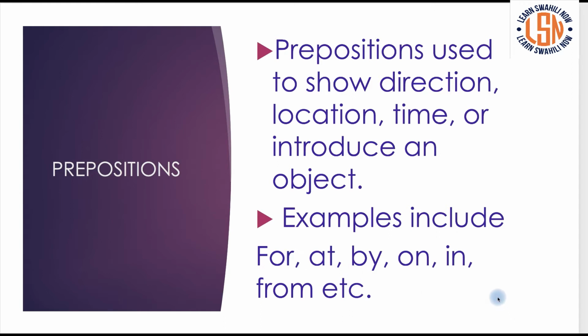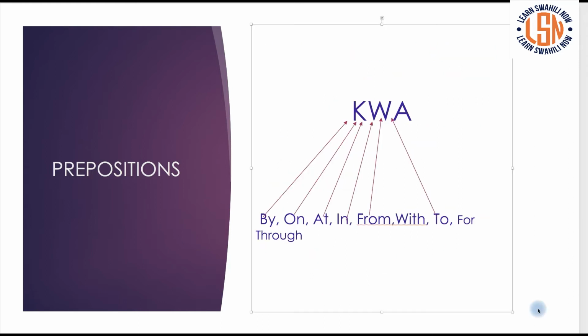So in Swahili, we do not necessarily have words that can directly be called prepositions, but we do have words that we use to show these concepts. And that is what we're going to be talking about in this video. We do have a few words that can be used generally to convey the idea that you're going for. As you can see in this slide, we have by, on, at, in, from, with, to, for, and through. And all of these things can be said just using the word kwa.